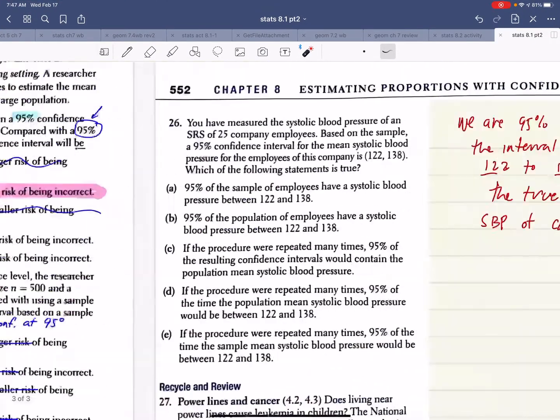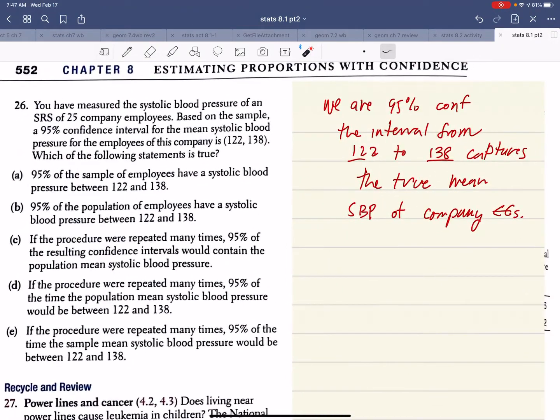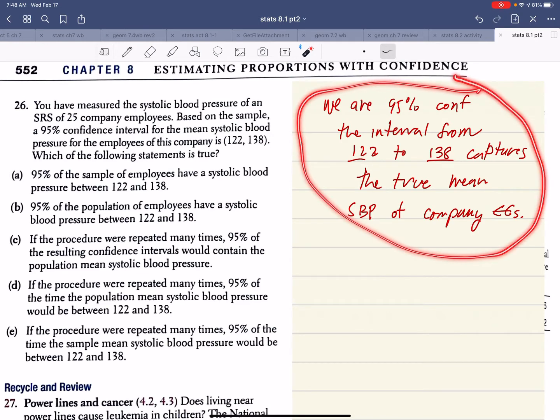Last one, 26. So 26 says you measured the systolic blood pressure of a simple random sample of 25 company employees. Based on this sample, you created a 95% confidence interval for this measurement of the employees, and you created this interval. Which of the following statements is true? So we know that we can go with our script, right? We are 95% confident that the interval from 122 to 138 captures the true mean systolic blood pressure of company employees, right?